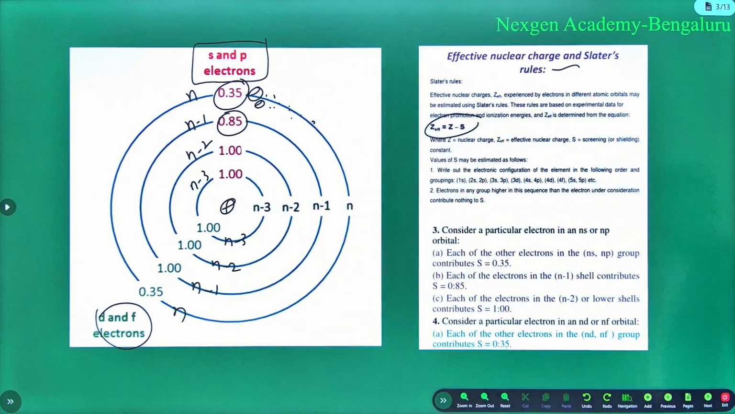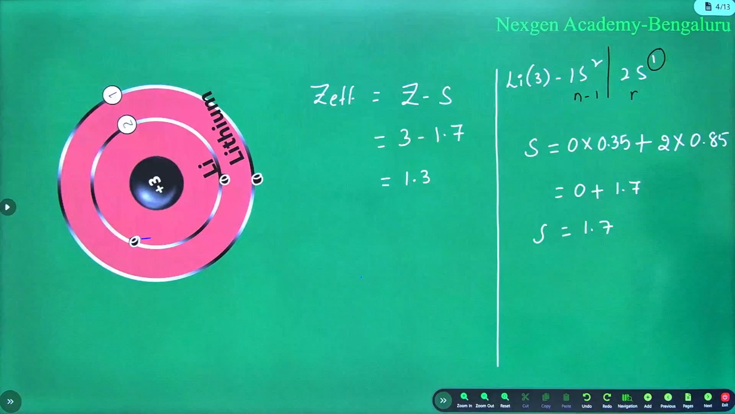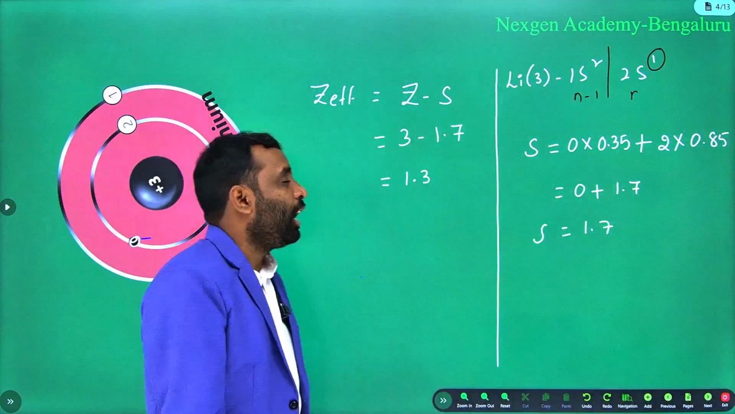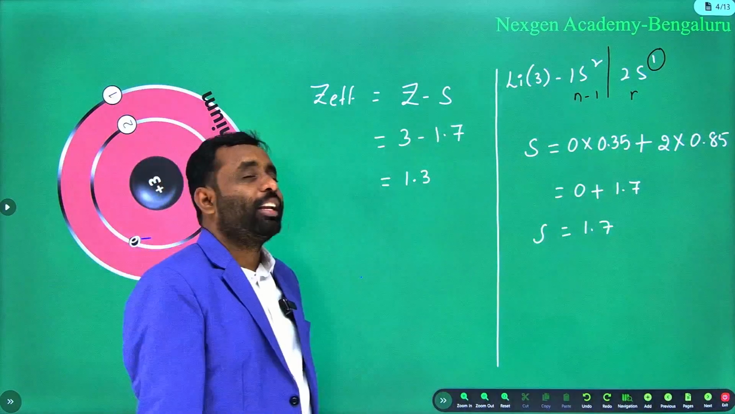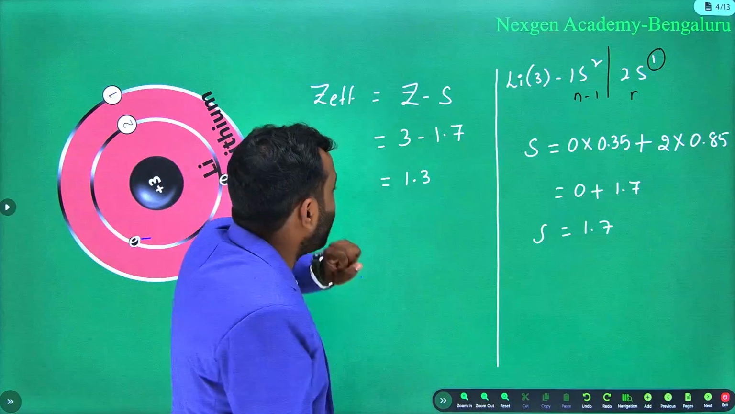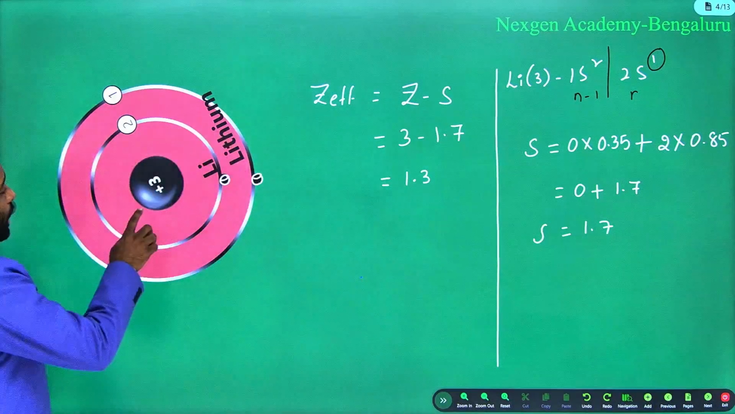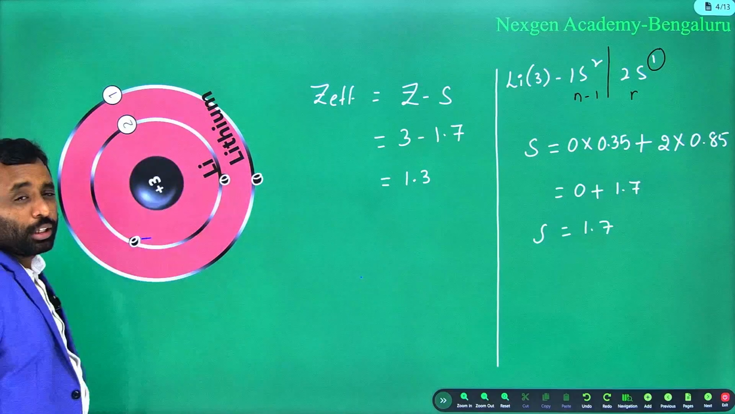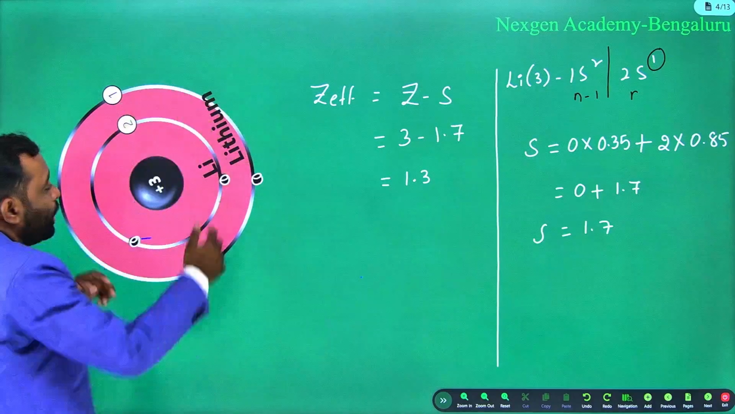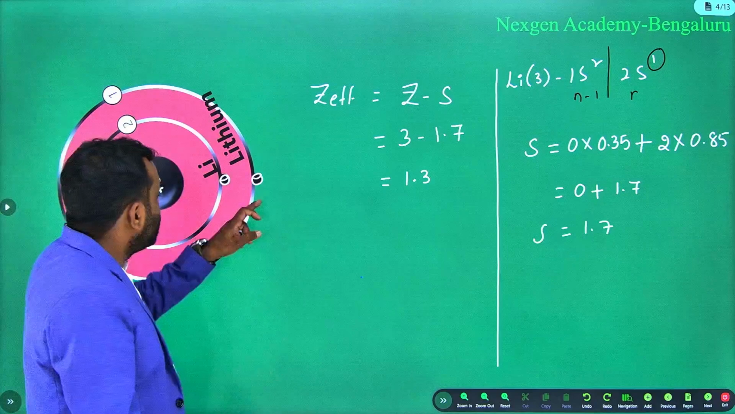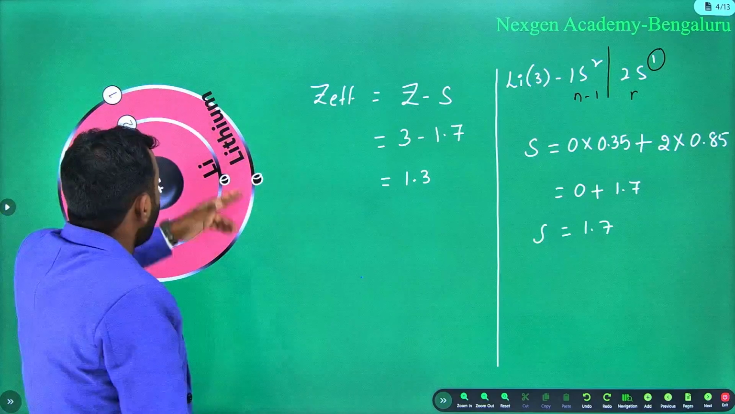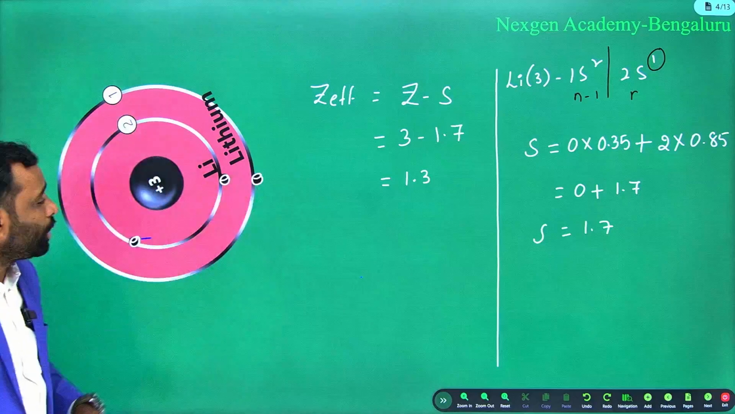By keeping all these rules, we can calculate the screening constant and effective nuclear charge for a particular atom and that too for a particular electron. Let us see the lithium atom. The atomic number is 3. There are 2 shells, first shell and second shell. In the first shell 2 electrons are there, in the second shell one more electron is there. This is called the valence electron because it is in the valence shell, the outermost shell. This you wanted to calculate.